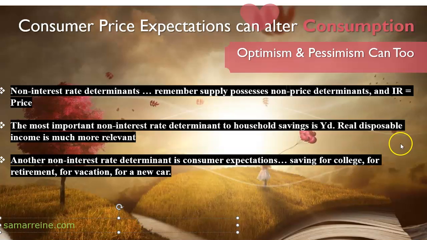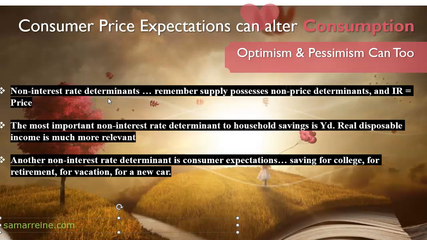And optimism and pessimism play a role as well. Studies show, for instance, that on gray, wet days, people tip less than on sunny, bright days. You might actually be more generous when you're on vacation than when you're not. That has to do with your optimism. I'm going to come back to that in a minute. I'm going to circle back to it. There are non-interest rate determinants.